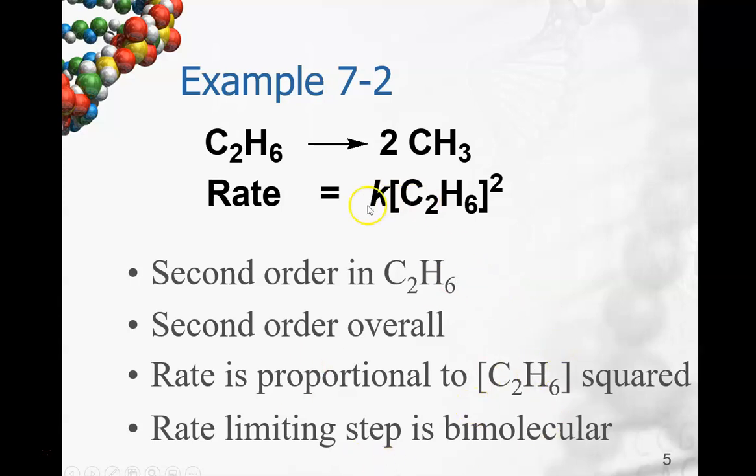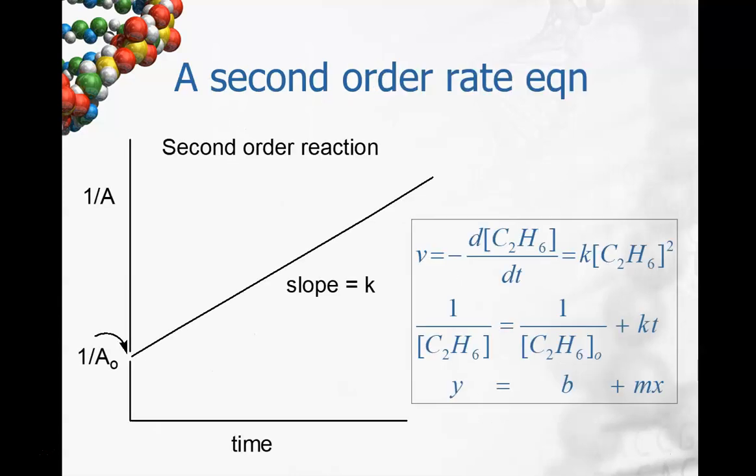I don't have the mechanism of this reaction, but I do know from looking at the rate that the slowest step must somehow involve the collision of two molecules of C2H6. That's what the rate law tells me because it's a bimolecular reaction.